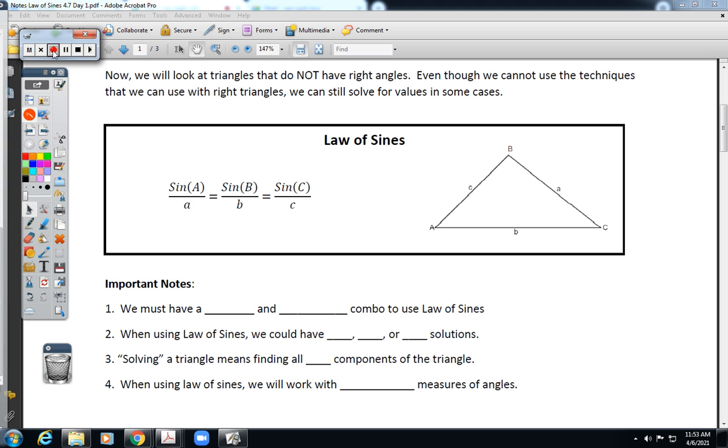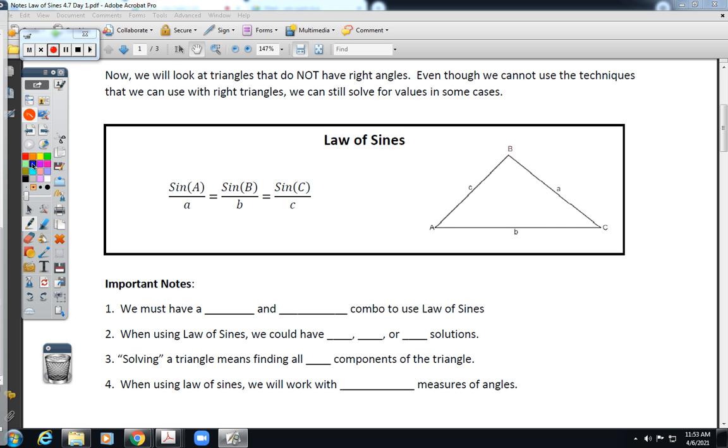Okay? So the law of sines states that the sine of angle A is to the side length opposite, as the sine of angle B is to the side length opposite, as the sine of angle C is to the side length opposite. In other words, if we know 3 of these pieces of information, we can set up and solve a proportion.